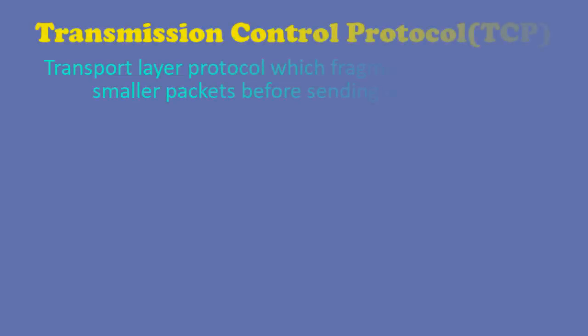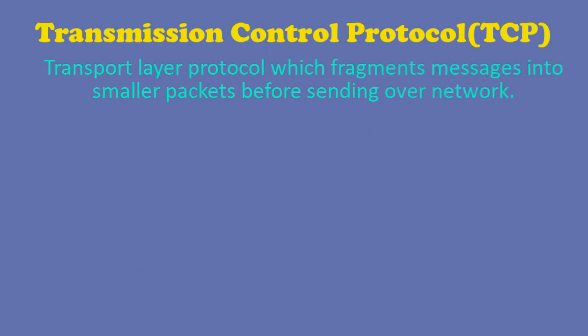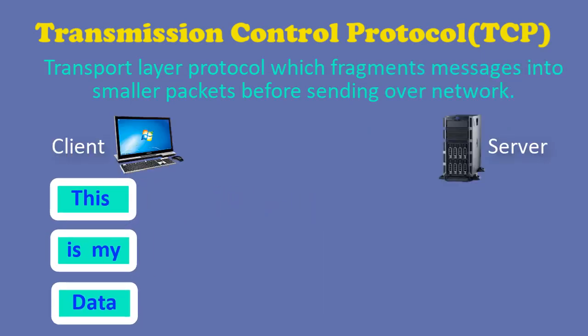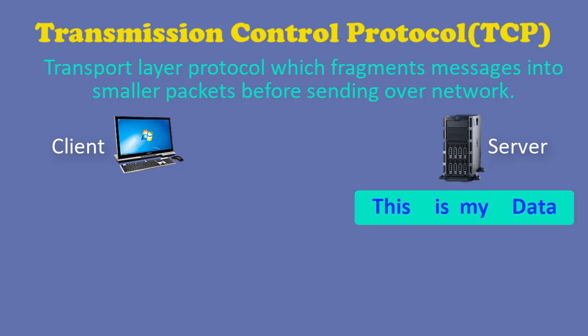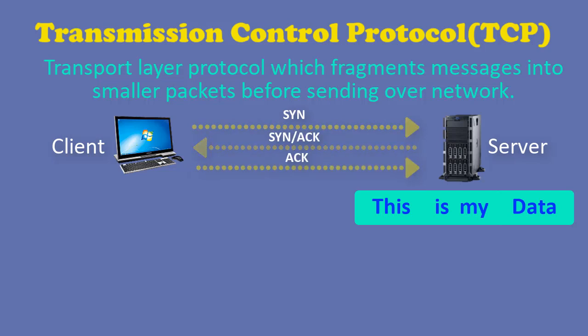Transmission Control Protocol or TCP is a connection-oriented transport layer protocol which fragments messages into smaller packets and then sends them over the network. At the receiving end, the packets are reassembled in the correct order to restore the messages again. It follows a standard handshake process with start and acknowledgement signals to establish the connection.